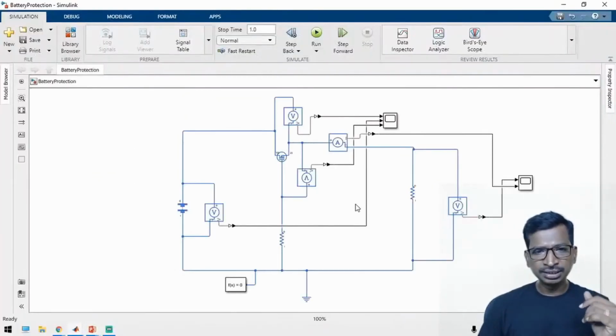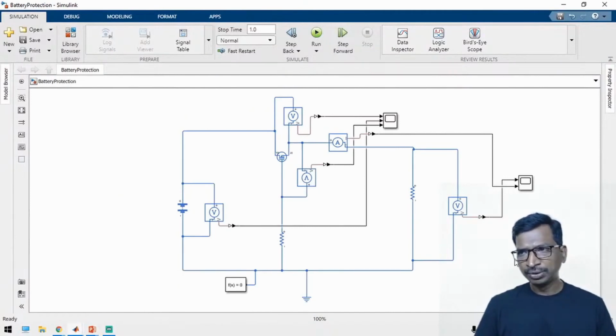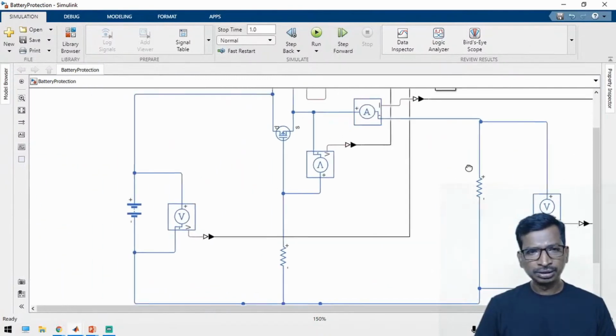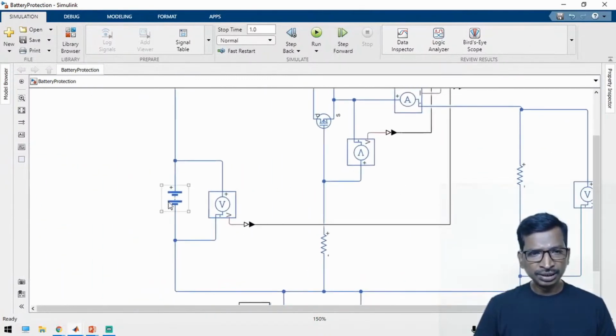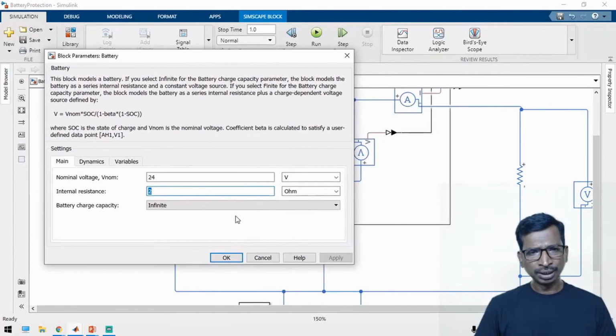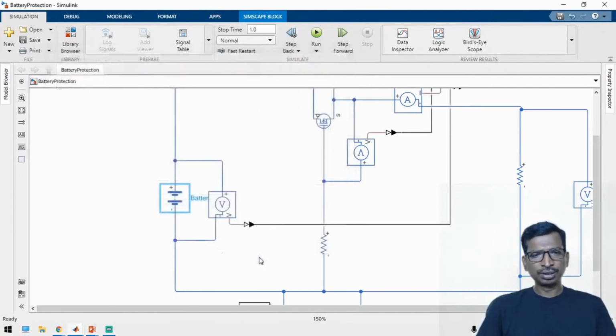Yeah, see here, this is the generalized circuit. So can you able to see the circuit? See here, so this is the DC voltage, DC battery. So I took the battery values as 24 voltage, internal resistance 2 ohm. Right, simple battery I took. And if you want to work with the initial capacity and all, you have to choose that finite, and then as per the previous day example you have to work it out, right?